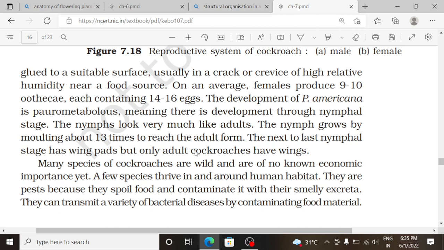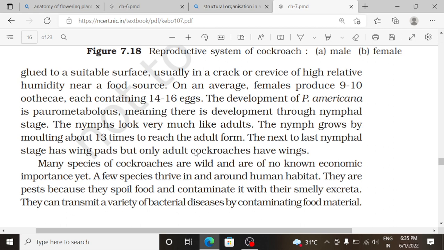On an average, females produce 9 to 10 oothecae, each containing 14 to 16 eggs. The development of P. americana is paurometabolous, meaning there is development through nymphal stage.